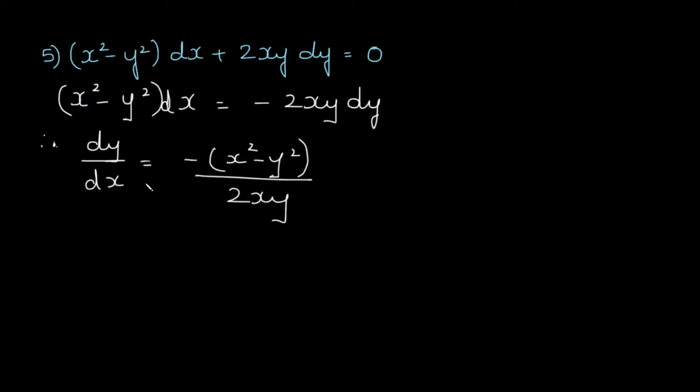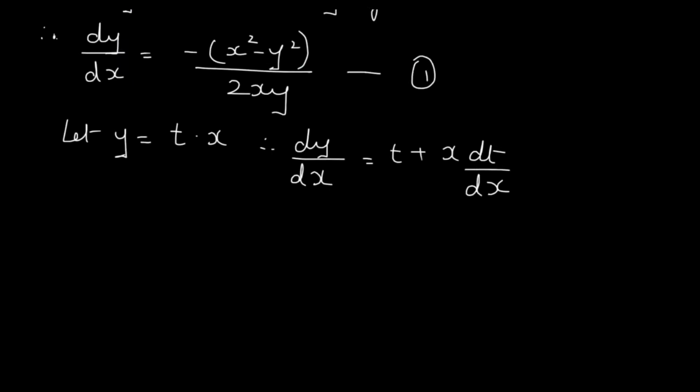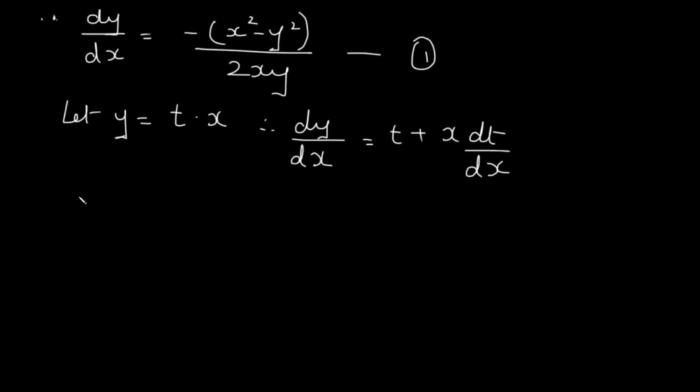So we got the dy by dx term. Then we write let y is equal to t into x, and therefore we get dy by dx is equal to t plus x dt by dx. So suppose this is equation 1, then equation 1 becomes, now we substitute all these values here as we have done in the previous sums.